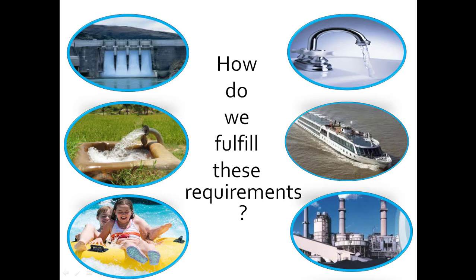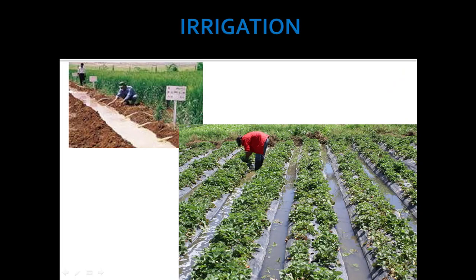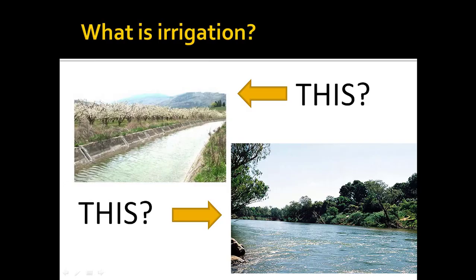How do we fulfill these requirements? These pictures are very clear in showing where the large-scale requirement of water is. Irrigation is an artificial way of providing water for agricultural practice. As you can see in this picture, farmers are diverting water towards the agricultural field to provide water to the plants. Now we'll understand what irrigation is. This canal is a part of an irrigation system. A river is not irrigation. A river is a natural source of water. It provides water that can be diverted via canals, and these are called irrigation modes.